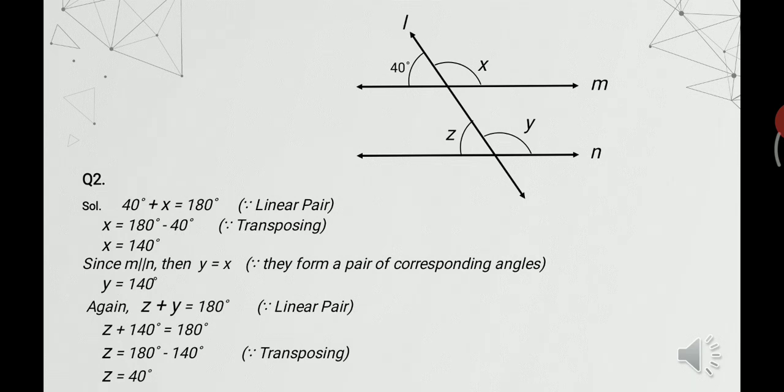Now, in order to find the value of z, you can see angle z and angle y also form a linear pair. So their sum should also be 180 degrees. So z plus y is equal to 180 degrees. Since we have already found the value of y, which is 140 degrees, we will substitute that value in place of y. After transposing that 140 to the right hand side, we get the value of z, which is 40 degrees.